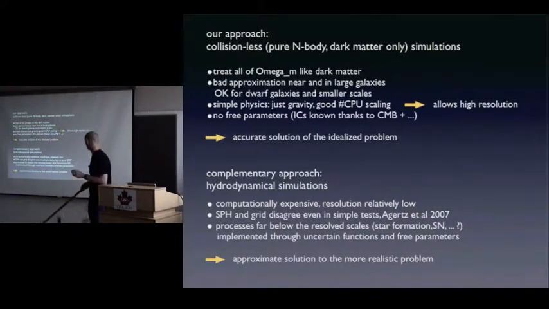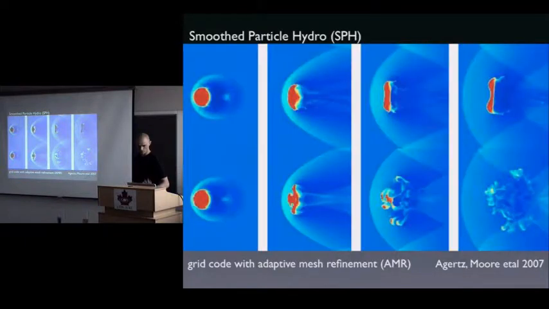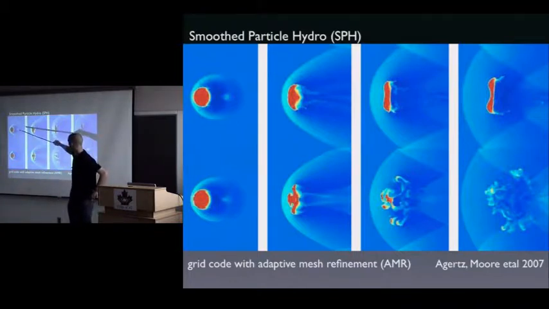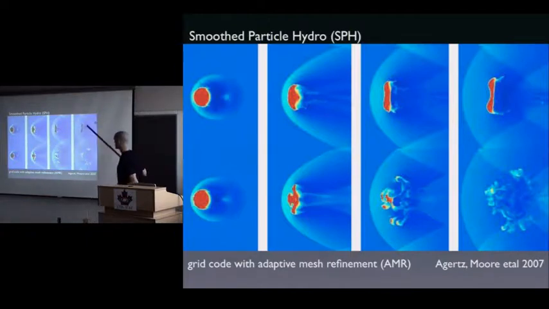Okay, so one example for why gas is very difficult to model is from this paper by Oscar Agertz and Ben Moore and many others. So that's a simple test case where you have a blob of dense cold gas in a diffuse hot medium, and it travels this way, and that's the time evolution in an SPH.